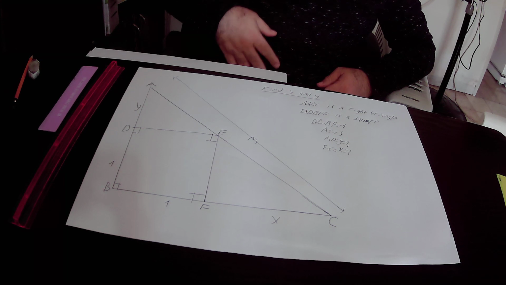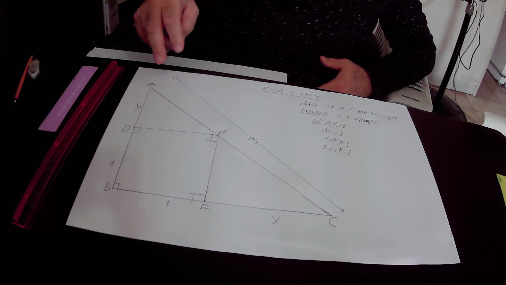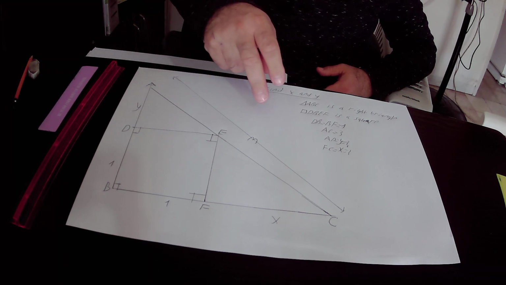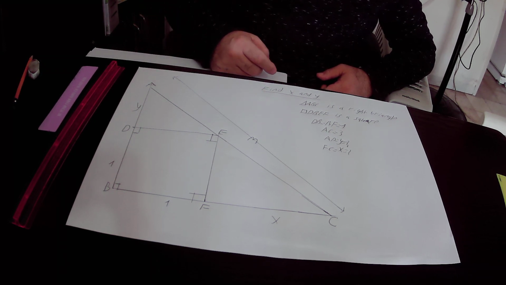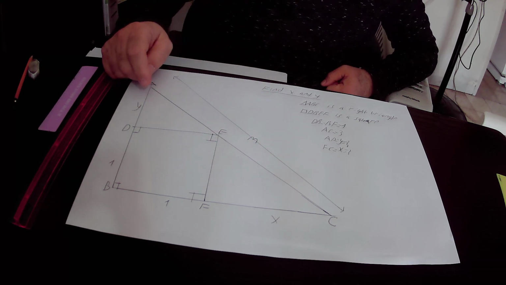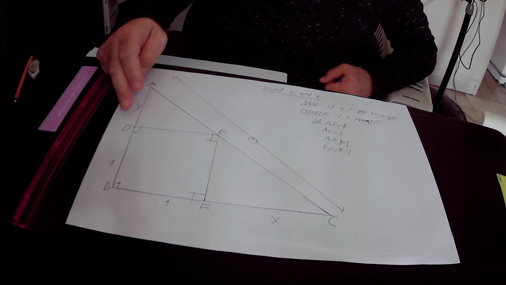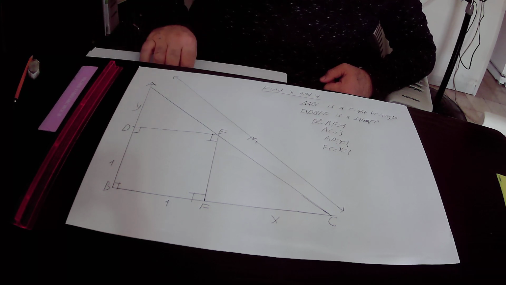We also know that the hypotenuse of the right triangle ABC, the hypotenuse AC, equals 3 units. And we want to find out the value of line segment X, which is XC, that equals FC. And we also want to know the value of line segment Y, that is actually equal to AD. Okay?